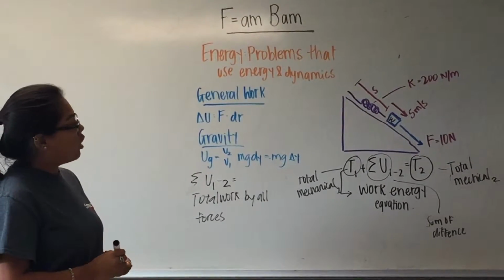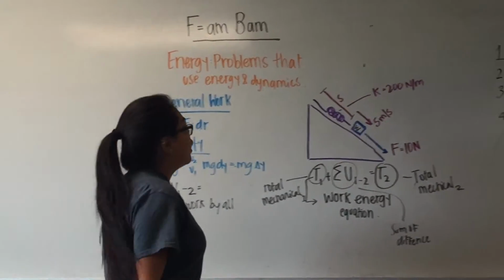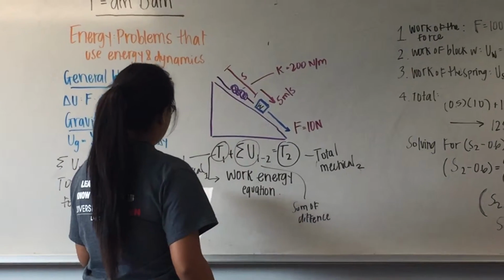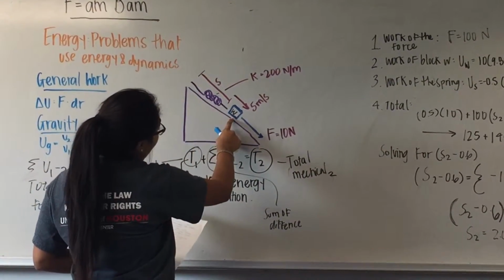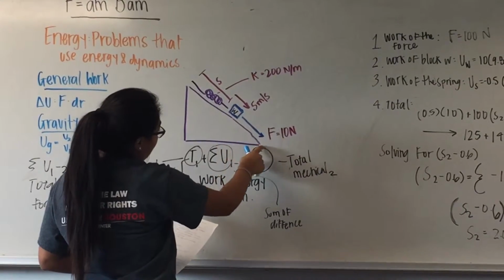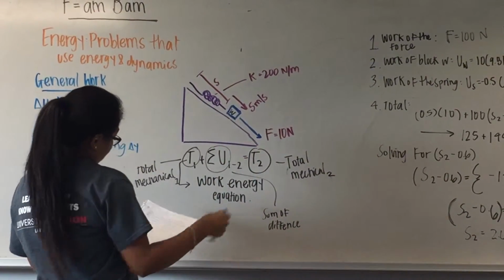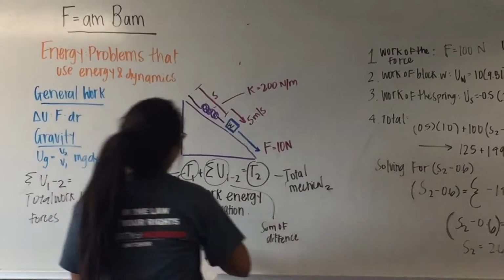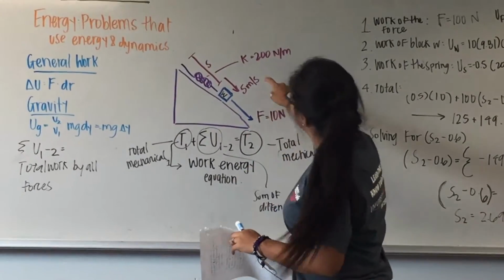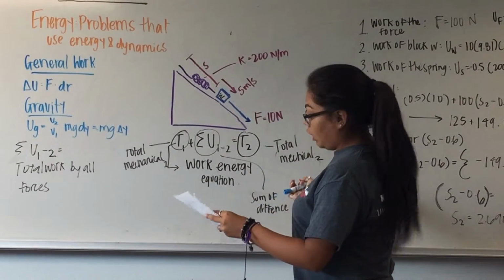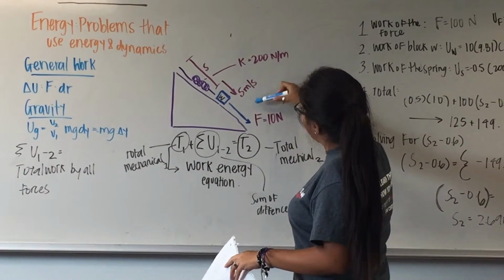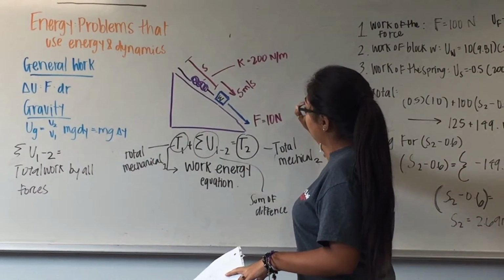And then here we have an example. It's an inclined plane with a spring and a block weight pulling down. The spring's K constant is 200 Newtons per meter, while the distance is 5 meters, and the force is 10 meters.